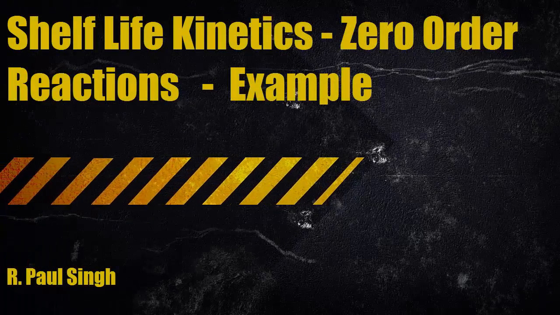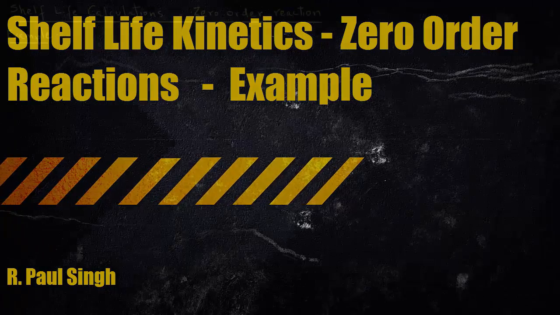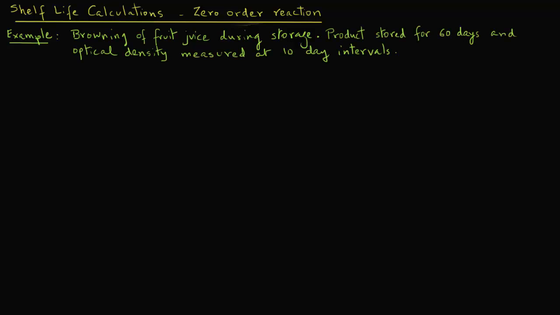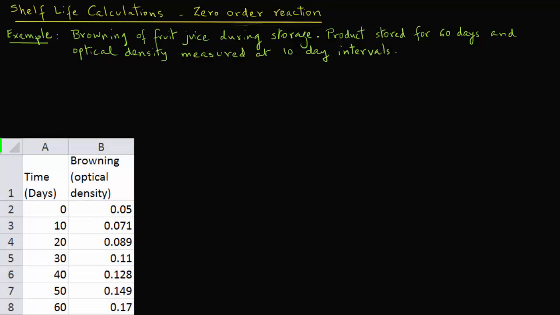In this tutorial, we will do some shelf life calculations for a quality attribute that follows zero order reaction. Let's look at this example. We have a fruit juice that is stored, and there is a browning occurring in that juice during storage. The product is stored for 60 days, and we measure the optical density to determine the browning. That is measured at 10-day intervals.